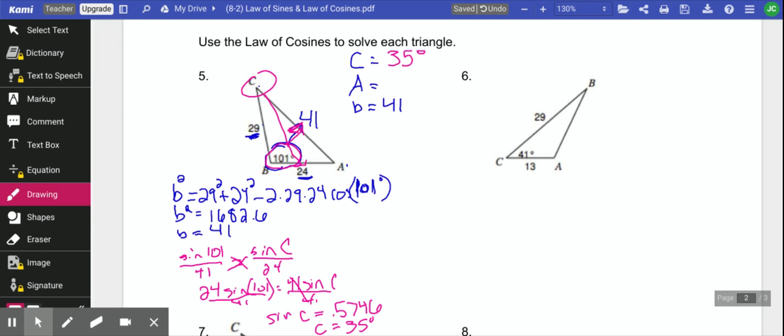And then for angle A, I can just take 180 minus 101 minus 35. So angle A is 44 degrees. Okay. So that is law of cosines. Let's do another one right now.